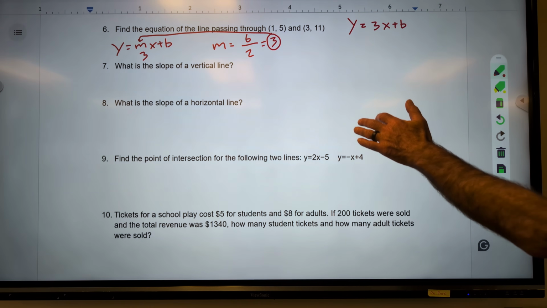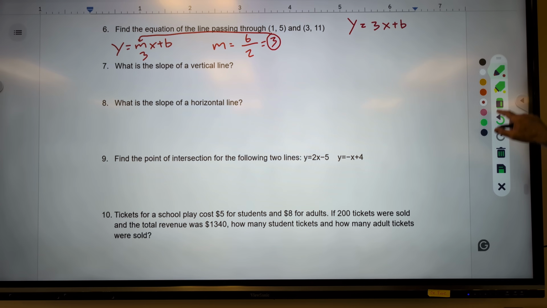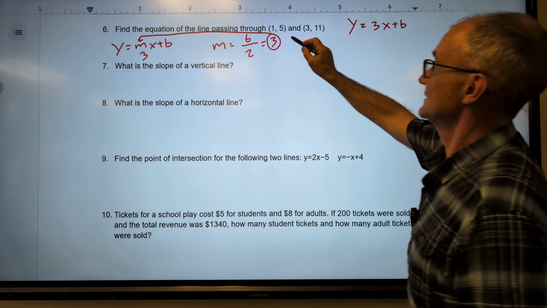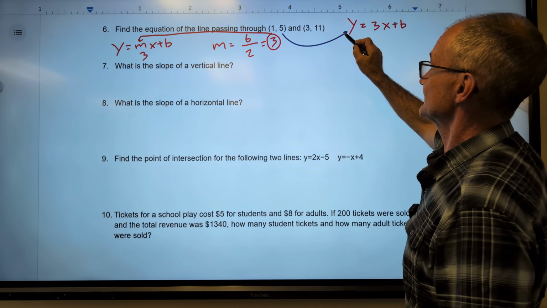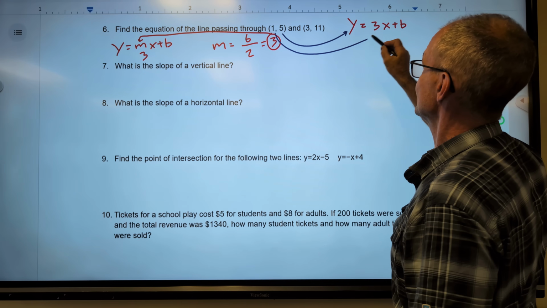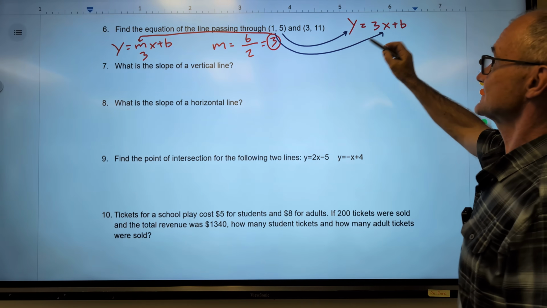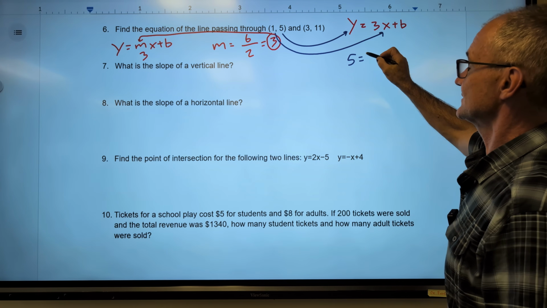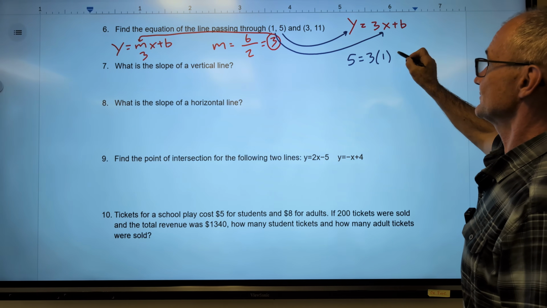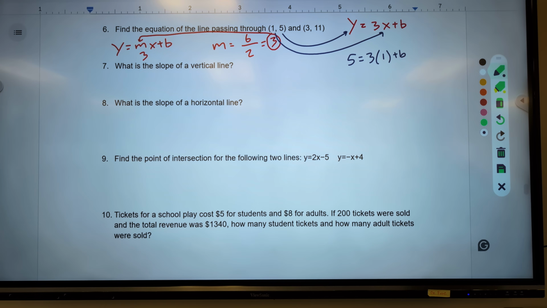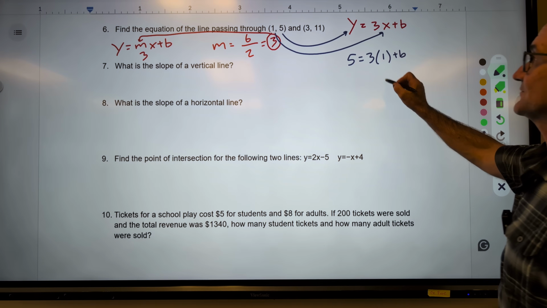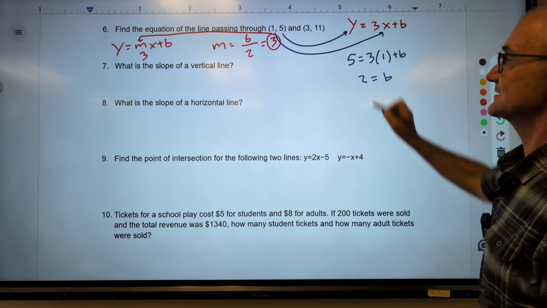I could pick either point. It doesn't matter which one I pick. I think in this case I'm going to pick this one. I'm going to take that y value and plug it in for y, and that x value and plug it in for x. That's going to give me 5 = 3 times 1 + b. I'm going to subtract 3 from both sides to get b is equal to 2.